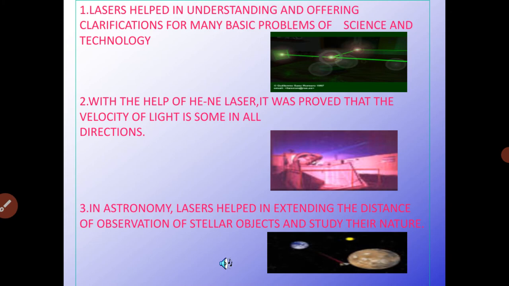Here in the images we can easily see that in the first image is the use of laser in science and technology. Second, for study of the velocity of light. In third, in the field of astronomy, that is the stellar objects like planets and stars.